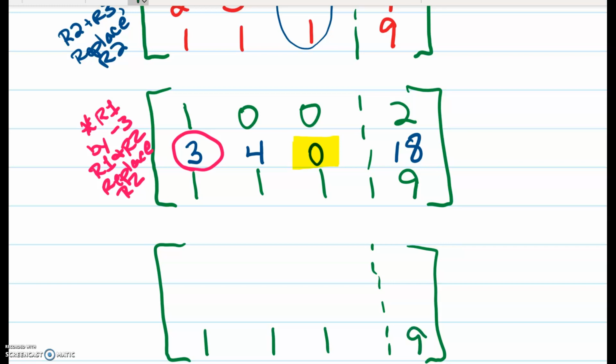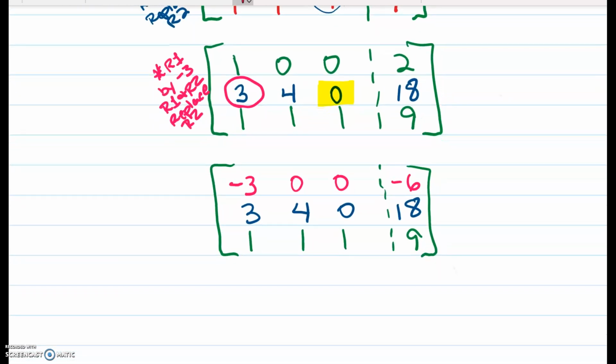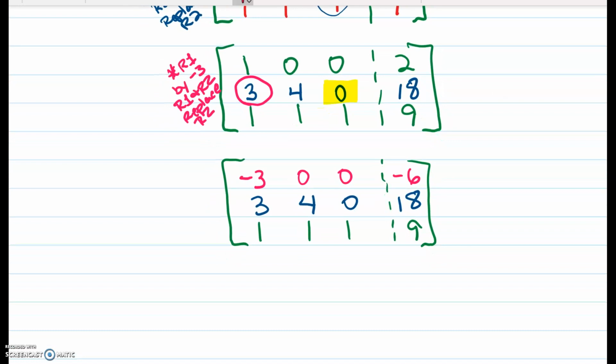Okay, so I'm going to put in blue here. The blue is this, or the second row is that. And now in the top row, I'm going to multiply by -3. So I end up with -3, 0, 0, -6. And now I'm going to add rows 1 and 2 together.